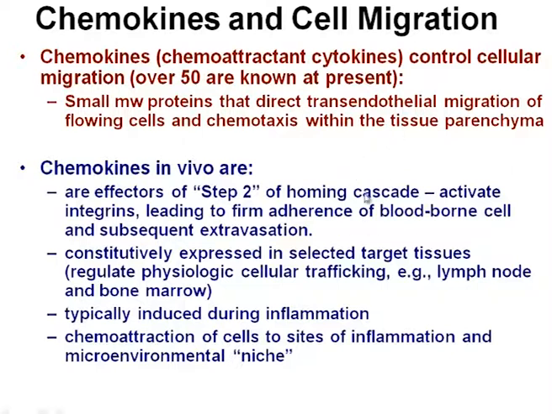They activate the integrins via the chemokine receptor engagement, leading to firm adherence of the cell on the target tissue endothelium. And some of these chemokines are constitutively expressed in selected target tissues, so they regulate physiologic trafficking to that tissue, whereas others are upregulated during inflammation. And in every case, they function as chemoattractants of cells onto the endothelial barrier, and then subsequently when the cell transmigrates into the microenvironmental niche of that tissue, there are chemokine gradients that direct cells to get there.